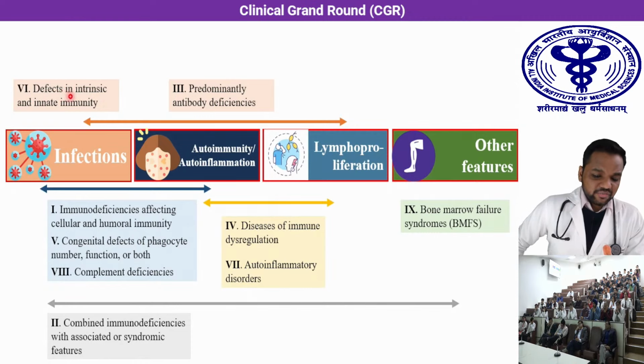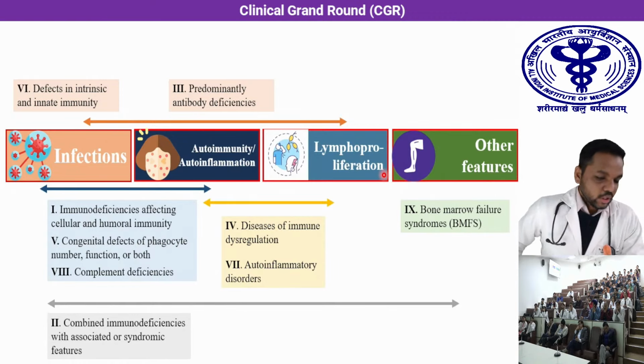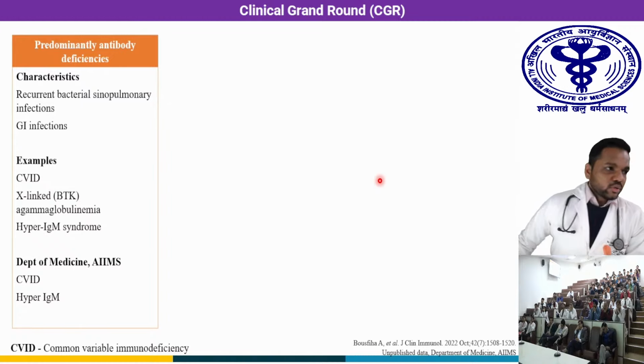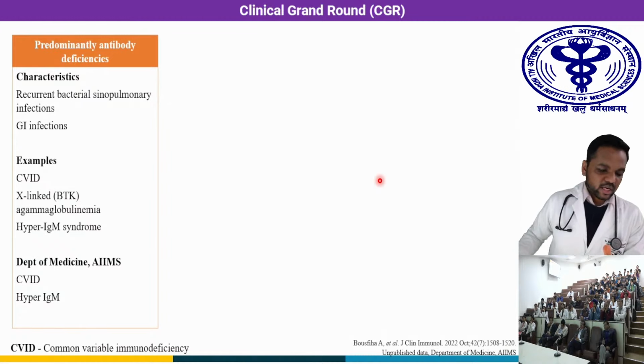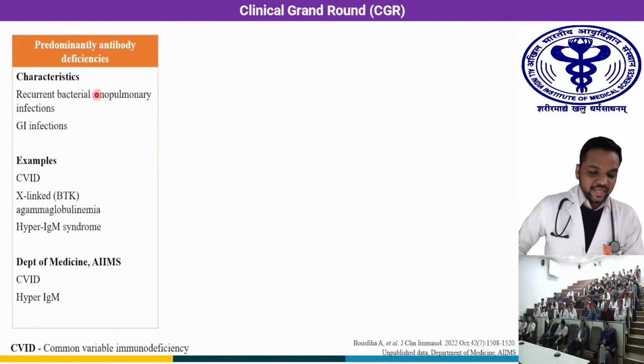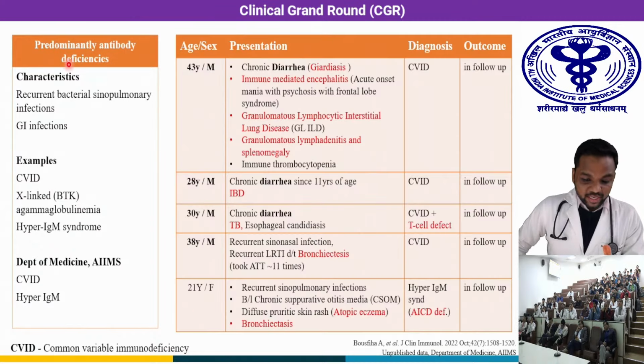For example, defects in intrinsic and innate immunity mostly present with manifestations in the form of infections. But if we see diseases of immune dysregulation and autoimmunity, they present mainly with autoimmunity or lymphoproliferation. Now coming to the specific types of disorders that we have managed in our department, in the category of predominantly antibody deficiencies, we have various cases, out of which I have shown CVID and hyper IgM cases.